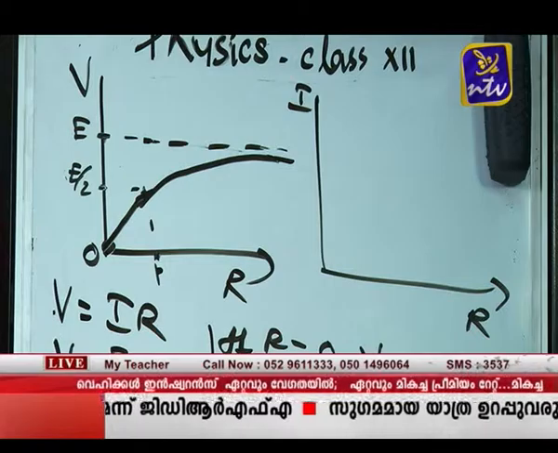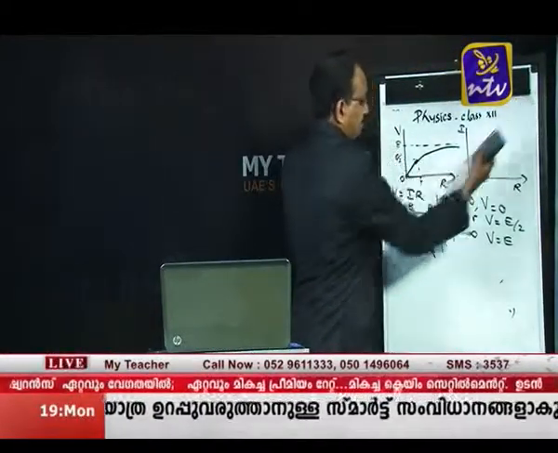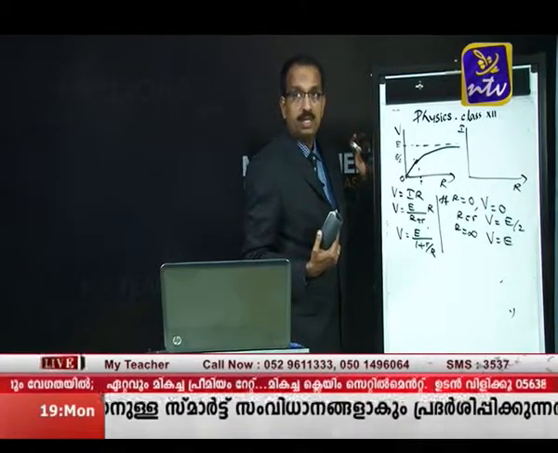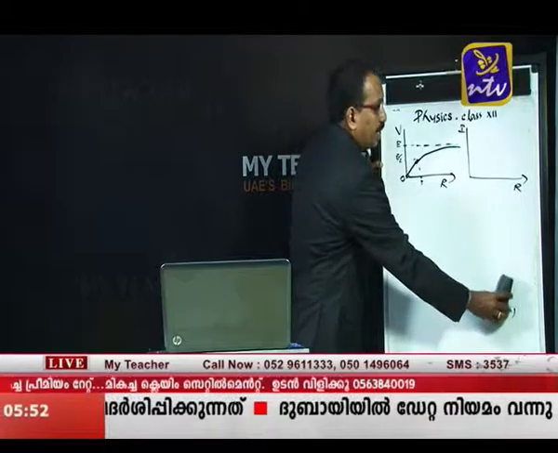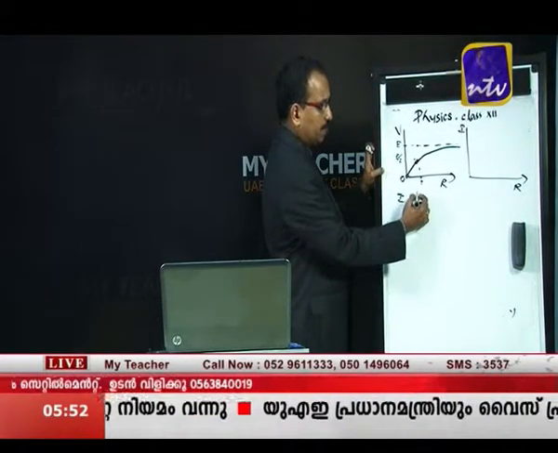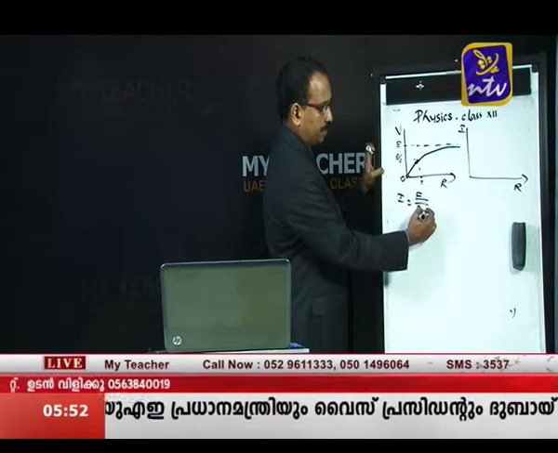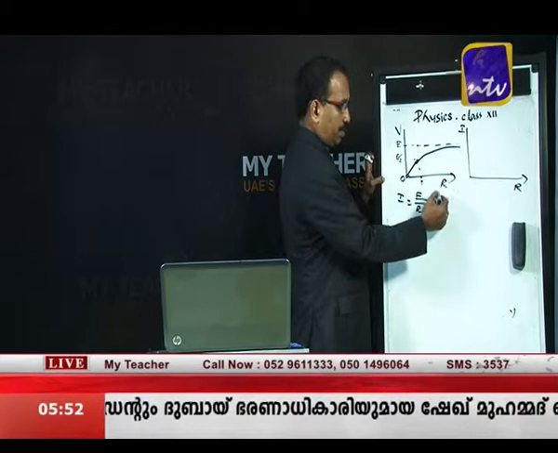Now what will be the graph between I and R? Let us consider that as well. I hope all of you understood this concept. Okay. Now graph between I and R. So what we will do is, we will take the equation again, I is equal to E by R plus r. Again similar situations we will take into account.